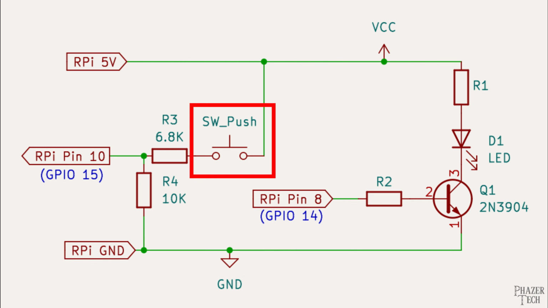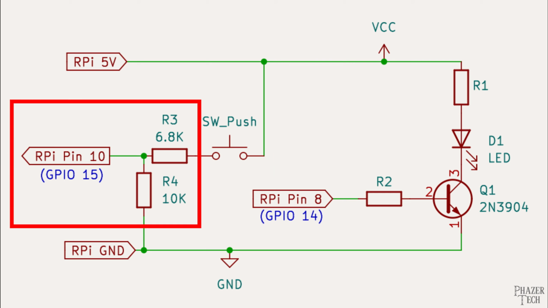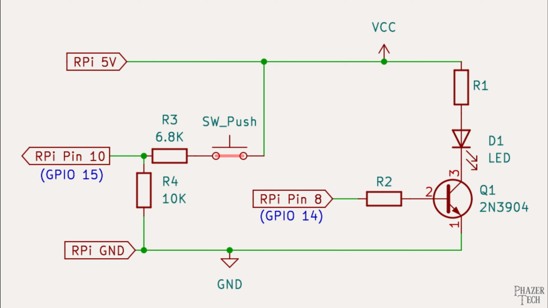You'll notice one side of the button is connected to the 5-volt rail and the other side is connected to a voltage divider, which is then connected to our Pi's input pin. When the button is pressed, it creates a short which allows the current to flow through to the other side. The reason why we have a voltage divider is because the Pi's pins are only rated for 3.3 volts, so we need to reduce the voltage going into it when the button is pressed.